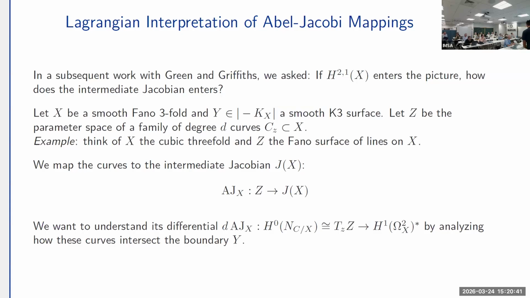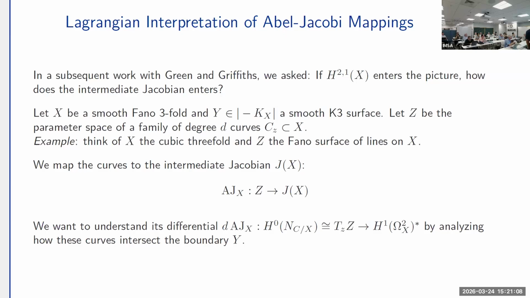Okay, so the question is, how does this interact with the pair that we have? We have X and we have Y, the K3. So we have something called the Abel-Jacobi map. We don't really need the definition. We need the differential. In the previous talk, Javier was talking about the differential of some maps. We are also thinking here of the differential of this thing.